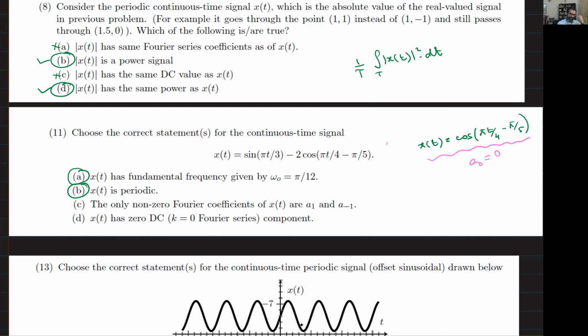And similar is the case here. I mean, there's no constant here, right? And that's why D is correct as well. And you could, if you really wish, do a very, very quick Fourier series decomposition for this, and you will find that A naught turns out to be equal to 0. Right?